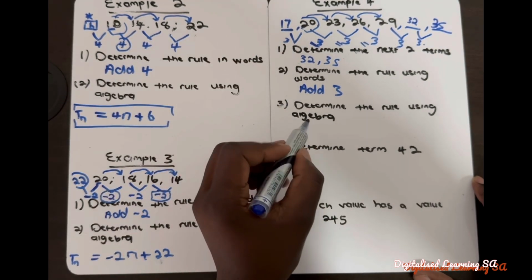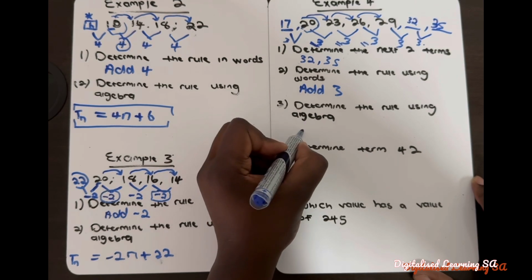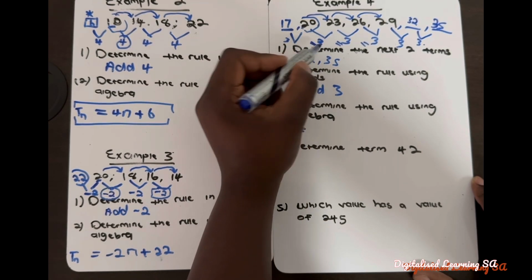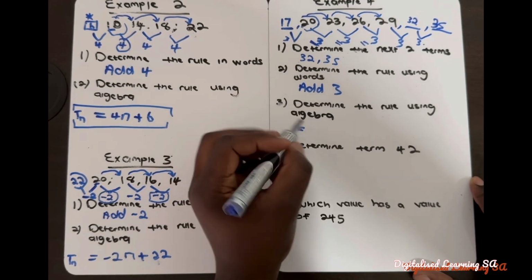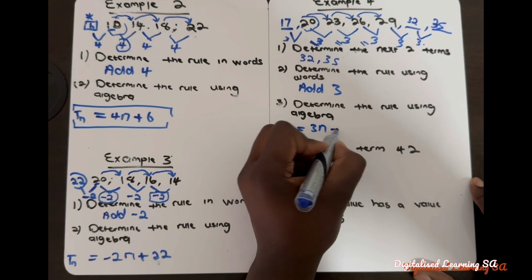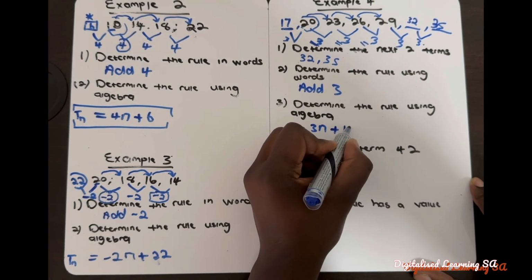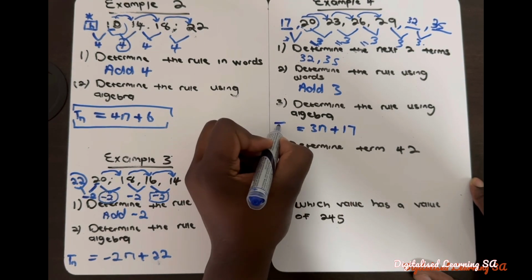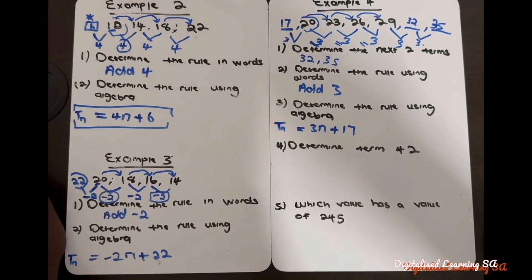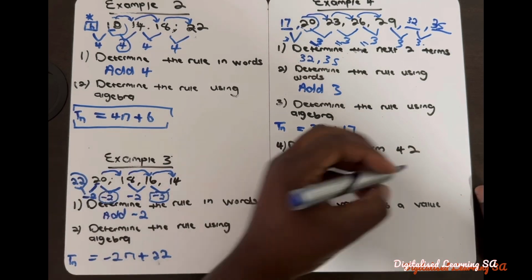So to answer this question, remember that we come and take the constant difference amount, which is 3, and then add n, and then in this case we'll add plus 17, and then we'll still have our Tn. And then the next question says that determine term 42.